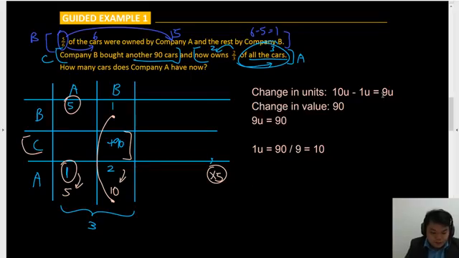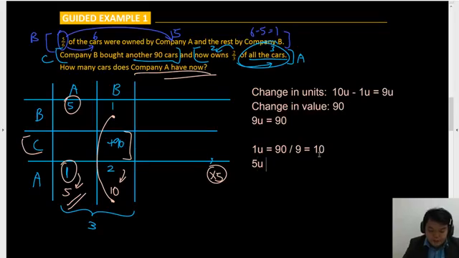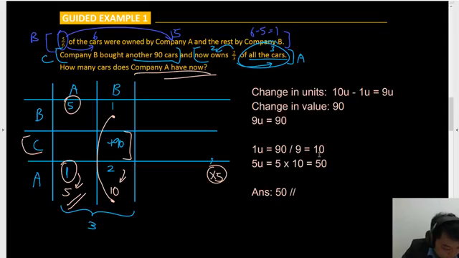So when we have this already, we need to find out how many cars company A has now. We're going to find 5 units. So we simply do a multiplication. We have 5 copies of 10, and that will give us 50. So the answer here is 50. Okay?